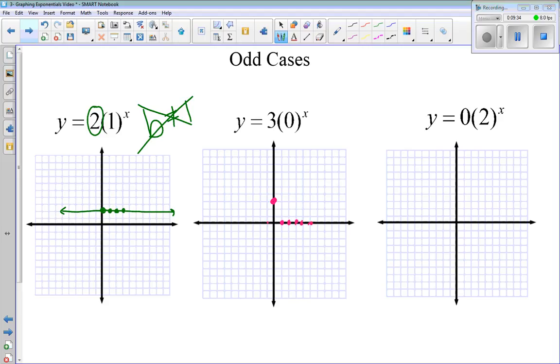So this graph is even weirder. It just looks like this. So that's not even linear. We don't even know what that is. So b cannot equal 0.